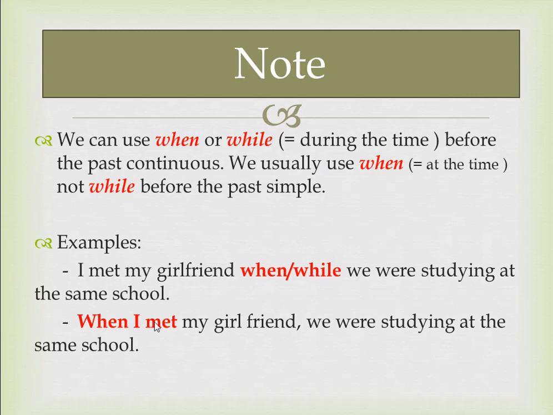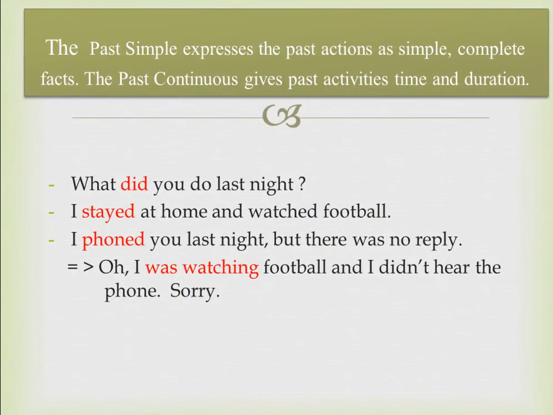The past simple expresses past actions as simple, complete facts, and the past continuous gives past activity, time and duration. For example, what did you do last night? I stayed at home and watched football. I phoned you last night, but there was no reply. And I said, oh, I was watching football and I didn't hear the phone. Sorry. So you use past simple to express past actions as simple, complete facts, and past continuous gives past activity, time and duration.